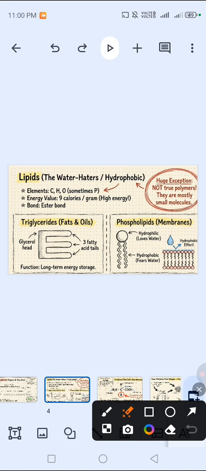The function is long-term energy. This is the main thing. Phospholipids are found in the membranes. Their structure is made of a hydrophilic head, which loves water, and hydrophobic tails, which fear water. So they form the double layer of the cell membrane.